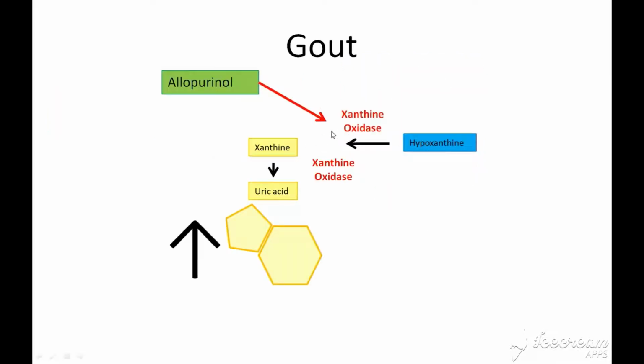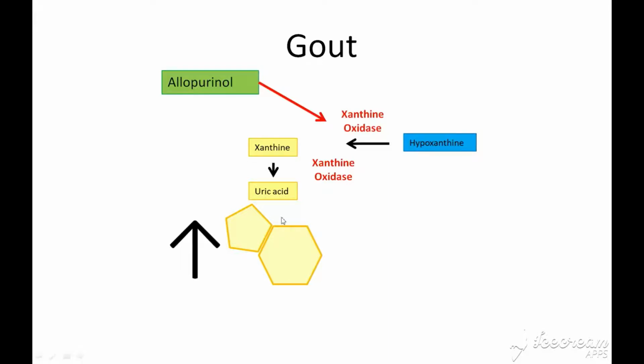One of the pathologies that could arise from abnormalities in purine metabolism is gout. Now, this is excess uric acid in the plasma. So the excess uric acid deposits in crystal form in joints, and that can lead to pain, swelling, and also redness. It could be caused by overproduction of uric acid or decreased excretion of uric acid.